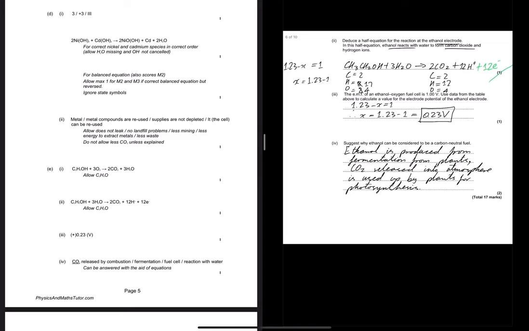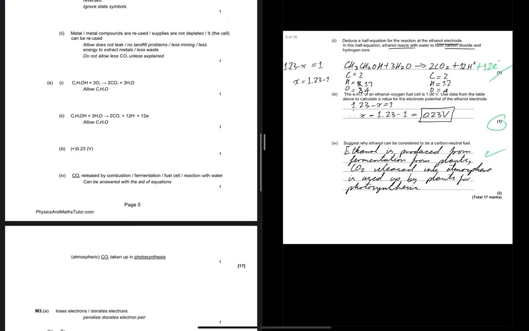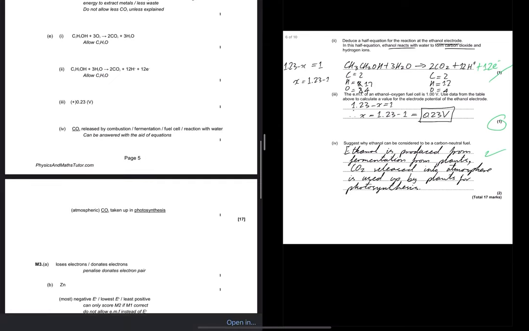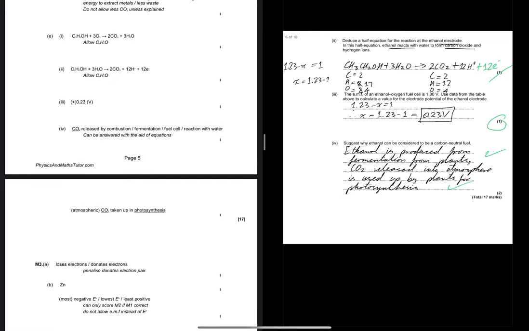0.23 volts, yes. Ethanol is produced from CO2 released by combustion, fermentation. Ethanol is produced from fermentation from plants. CO2 released into the atmosphere is used up by plants, CO2 taken up by photosynthesis. So I'd say, was that 16?